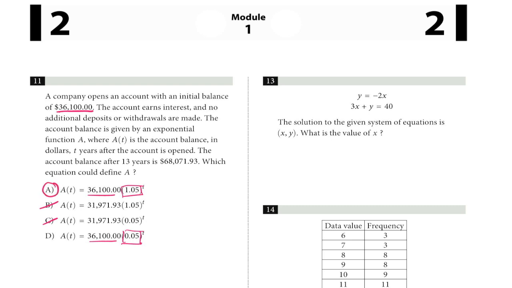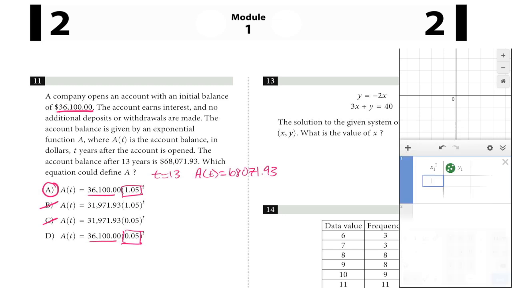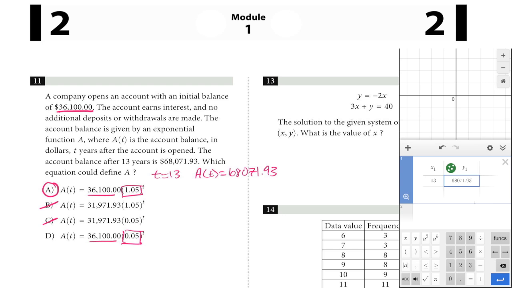Now, there is another way that we could do this problem that I will actually talk about, which is they gave us a point. They said that when t equals 13, our A of t should equal $68,071.93. So what we could do is we could go into Desmos and we could plot the point. So to put a point, I always like making a table. So we could say, hey, we're going to do 13, 68071.93. Now, what's the annoying thing with this?